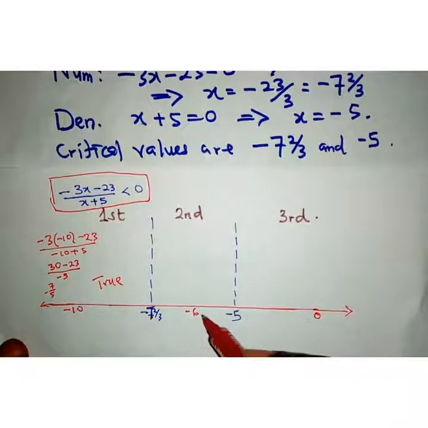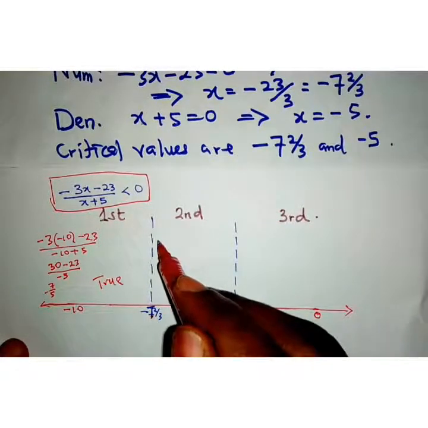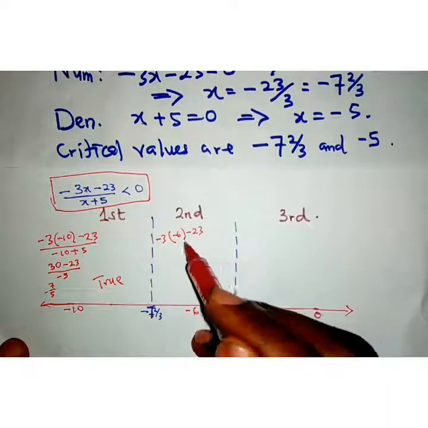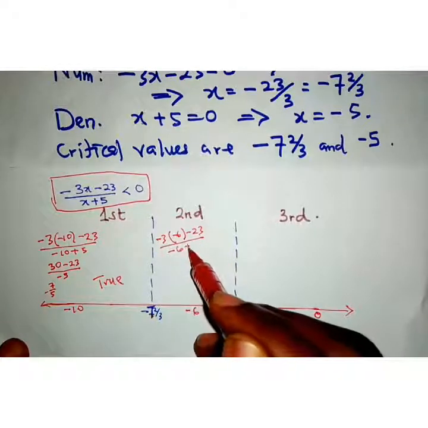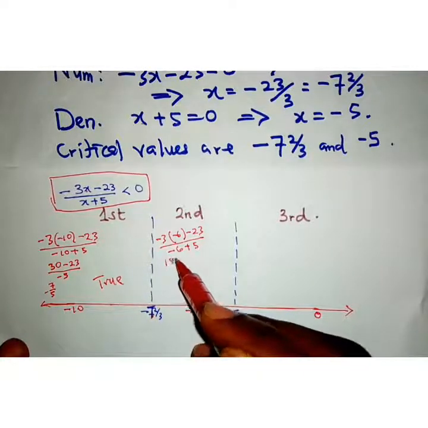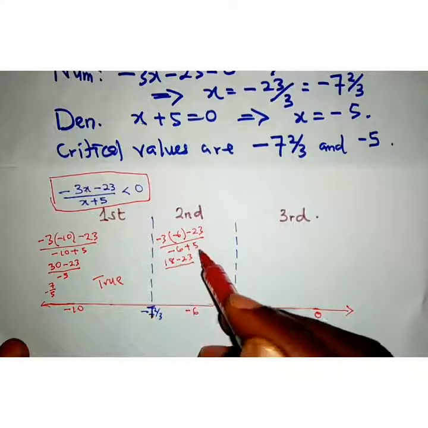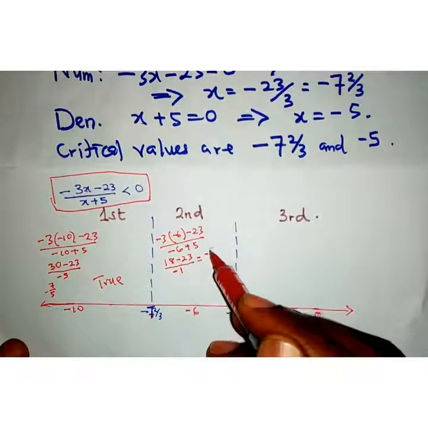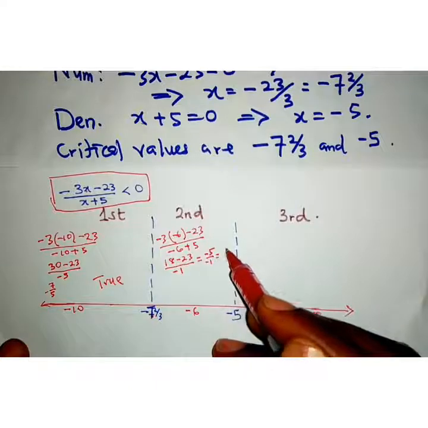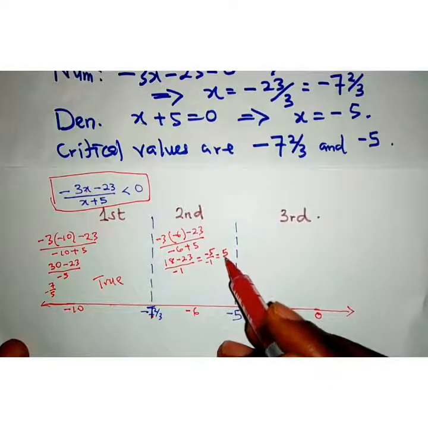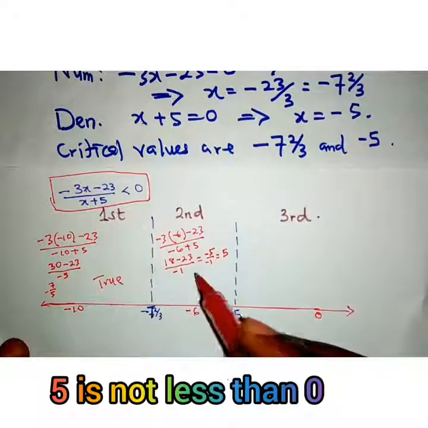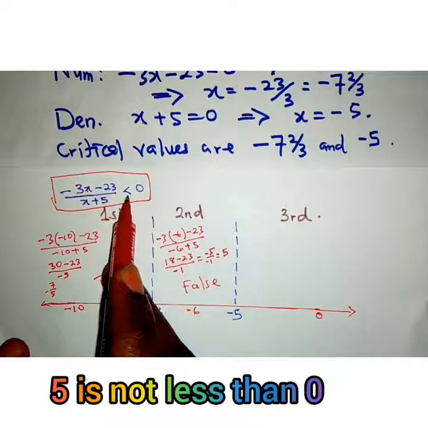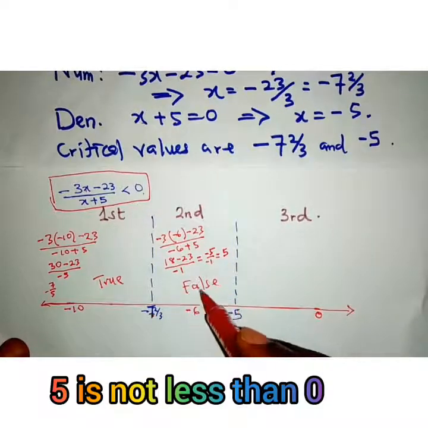For the second interval, we test for minus 6. So we have minus 3 times minus 6, minus 23, over minus 6 plus 5. This gives us 18 minus 23 over minus 1. So 18 minus 23 is minus 5, over minus 1, which is equal to positive 5, which is false. Remember, we are looking for values that are negative, where it is less than 0.